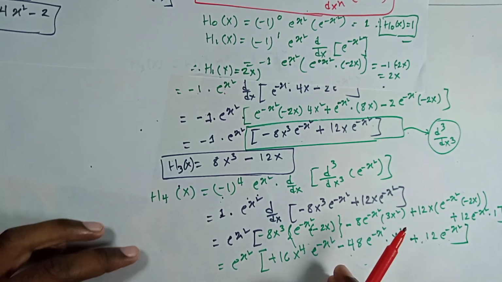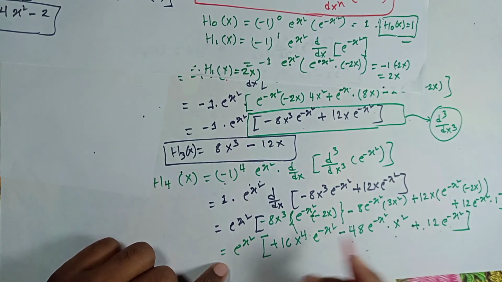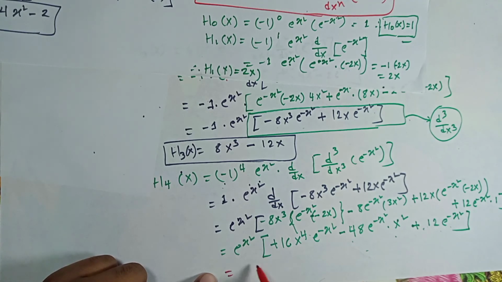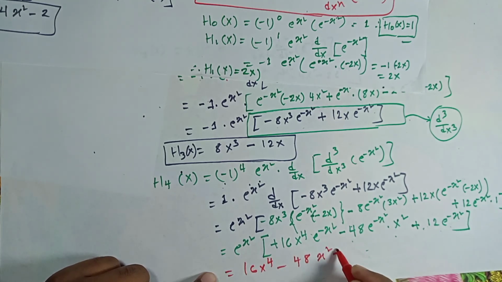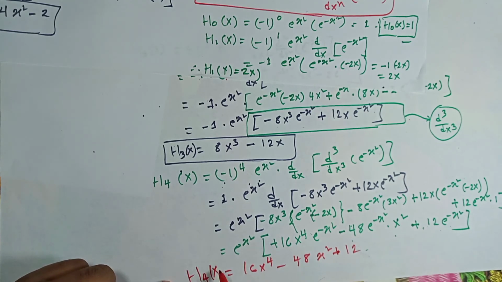Then we multiply e to the power x squared through this. Okay, then we get 16x to the power 4 minus 48x squared plus 12. This is my fourth Hermite.